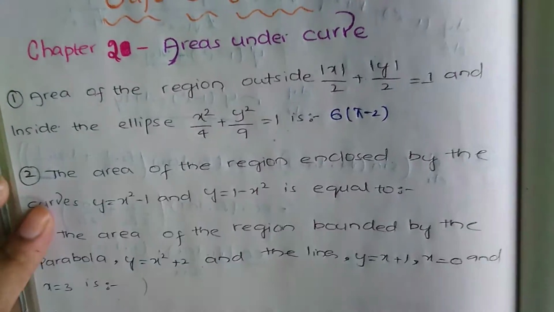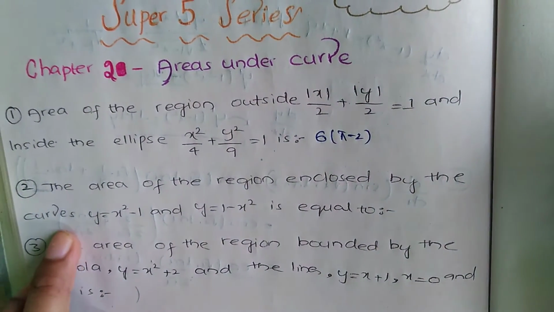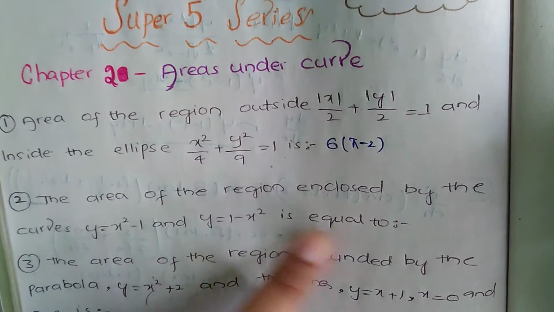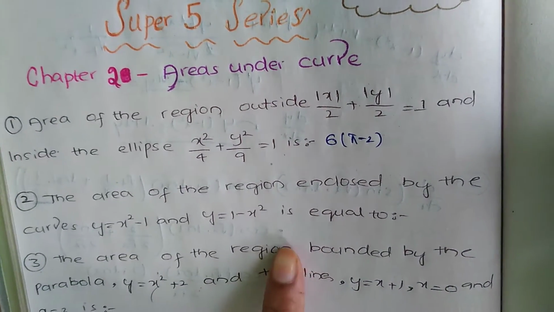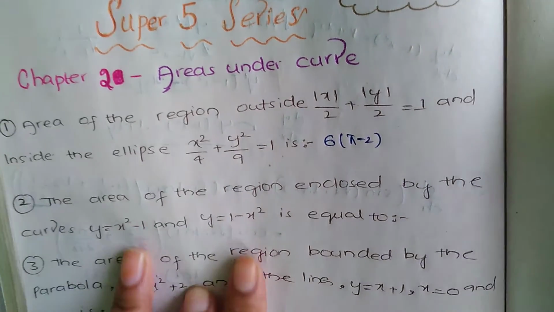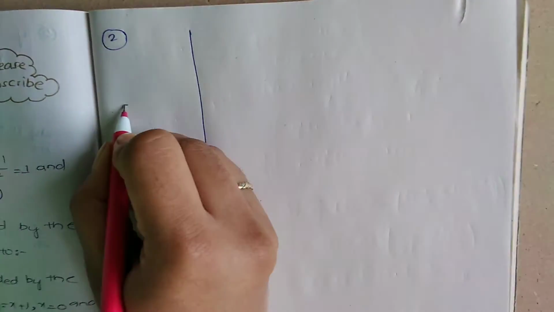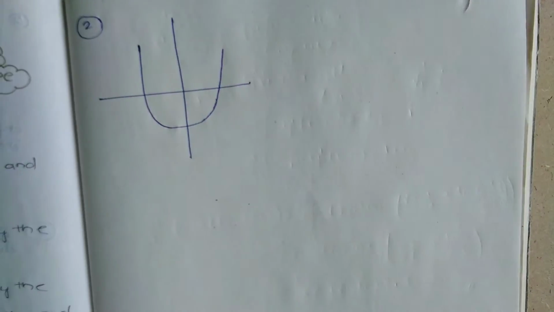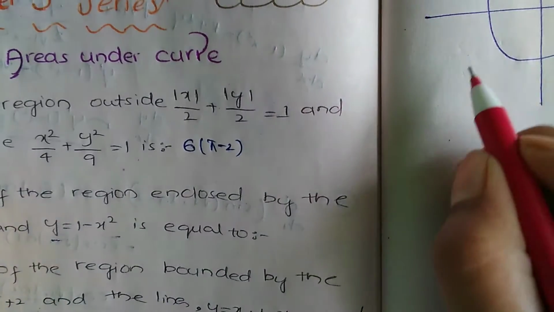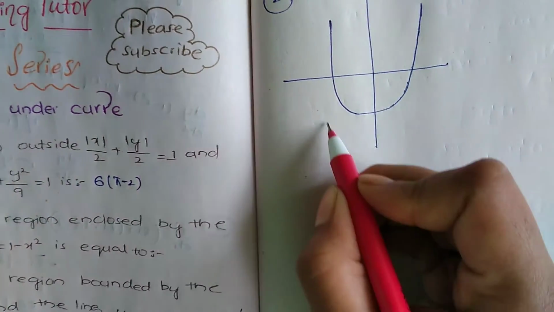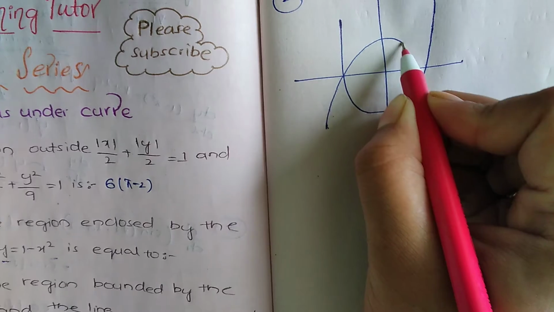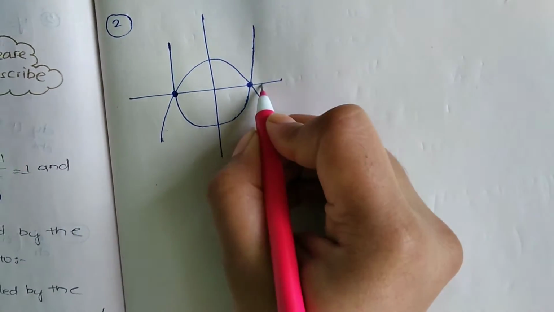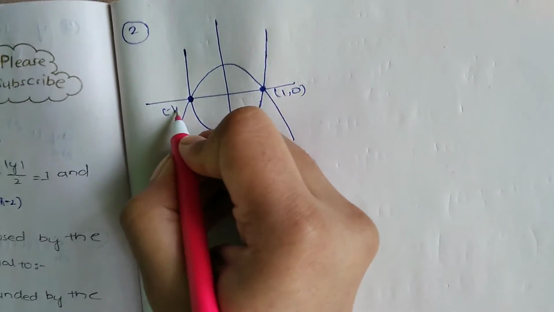Second question. The area of the region enclosed by the curves y = x² - 1 and y = 1 - x² is how much? If you observe these both curves, they are parabolas. How will those look? One upward, and the second one downward. What will be these points according to the curve? (1, 0) and (-1, 0).